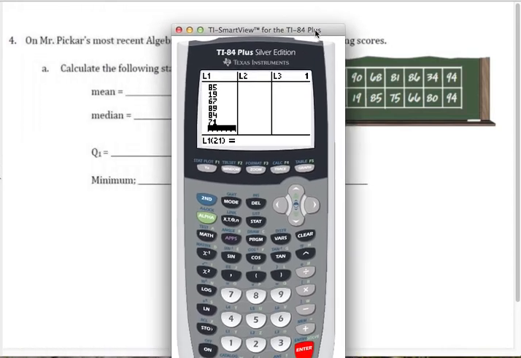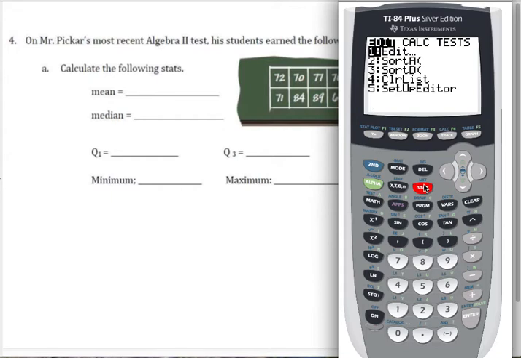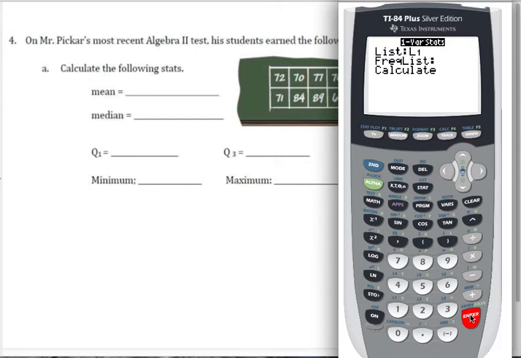Now I'm going to move this over here, covering up this data for a minute, because I'm going to show you what we can do with it. We're going to calculate everything we need here. So we're going to go to stat again. We're going to go to calculate now. We just want one variable stats. So we're going to stay at one variable stats and hit enter.